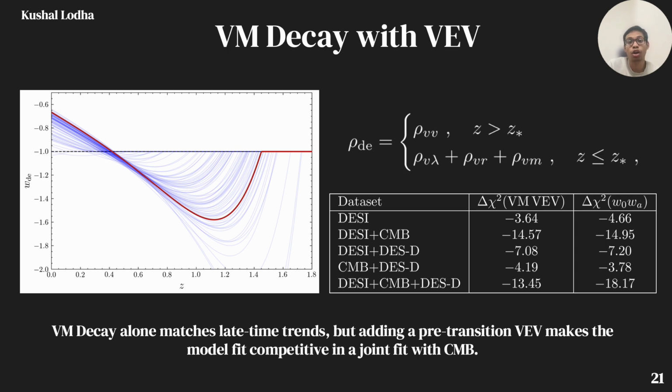The table on the right quantifies the fit in terms of the delta chi-square relative to lambda CDM for different dataset combinations like DESI, DESI plus CMB distance prior, DESI plus DES Dovekie, and all three datasets combined.